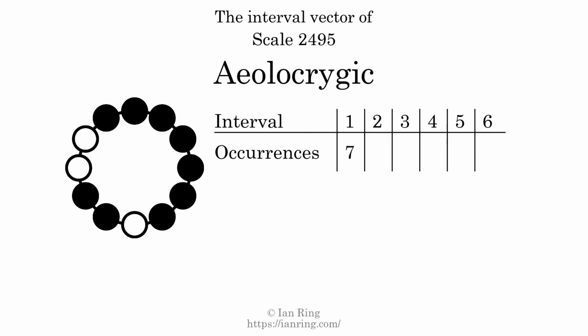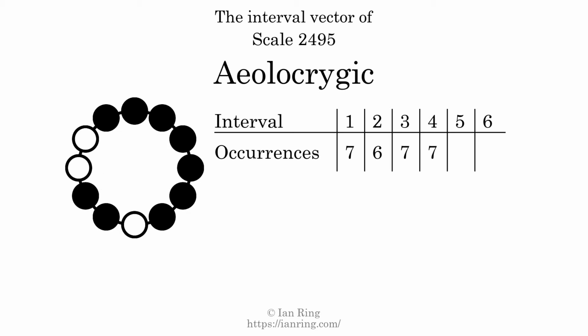There are 7 intervals with the size of 1 semitone. They are here, here, here, here, here, here, and here. There are 6 intervals with the size of 2 semitones. They are here, here, here, here, here, and here. There are 7 intervals with the size of 3 semitones. They are here, here, here, here, here, here, and here.